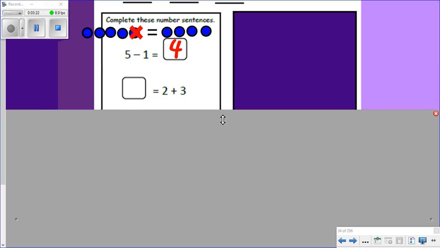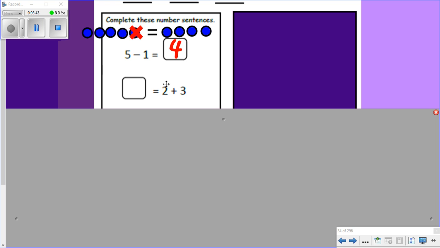All right, let's take a look at this one. So here we have the empty box right here. The missing number is right away at the beginning. Equals 2 plus 3. So remember, the equal sign just means that whatever's on one side, we want it to be the same amount on the other side.